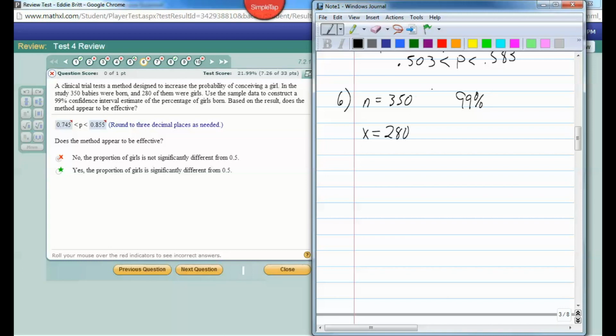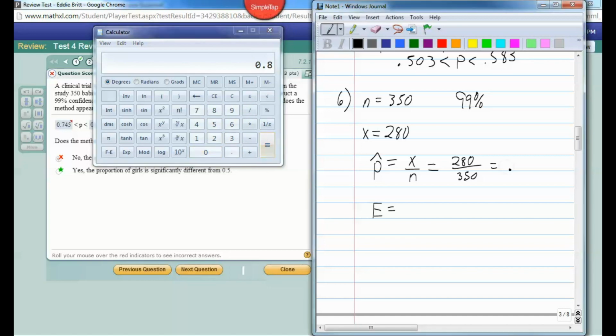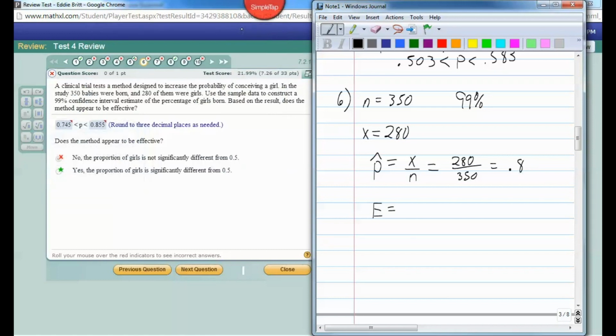Okay, so we need to figure out p hat, the sample proportion. Then we need to figure out the margin of error. Once we get those two, we can figure out our confidence interval. Alright, so p hat is x divided by n. So part over total, or 280 over 350. Hopefully that'll come out to be a pretty fraction. Let's see. 0.8. That's about as pretty as they get. Alright, that fraction comes out to be a pretty decimal, a terminating decimal. That's good.